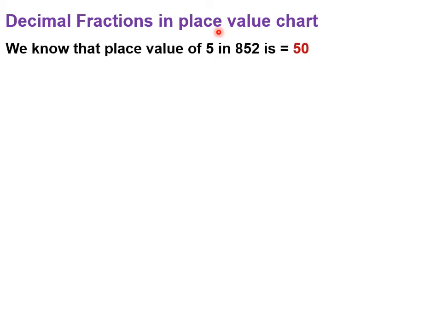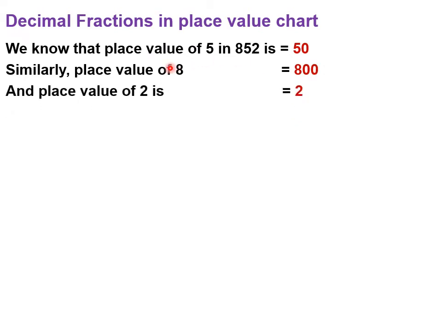Now decimal fractions in place value chart. How we will write place value of decimal fractions. So first we will see a simple digit. We know that place value of 5 in 852 is 50. So 5 is in the place of tens, so place value of 5 is 50. Same way, 8 is in the place of hundreds, so place value of 8 is 800. And 2 is in the place of ones, so place value of 2 is 2.